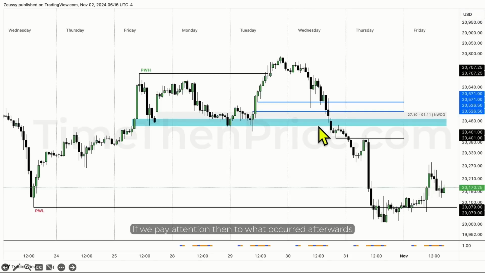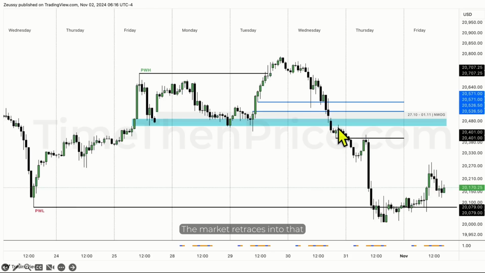If we pay attention then to what occurred afterwards, we saw the market displace through this hourly BC. Notice that when we closed outside of that hourly BC, we also began closing below that new week opening gap and below that initial hourly BC, which I had outlined to be the range to monitor. I shared with you that as long as we do not displace below it, I'm anticipating higher prices. What do you see? You see us displace through that hourly BC with this CB.